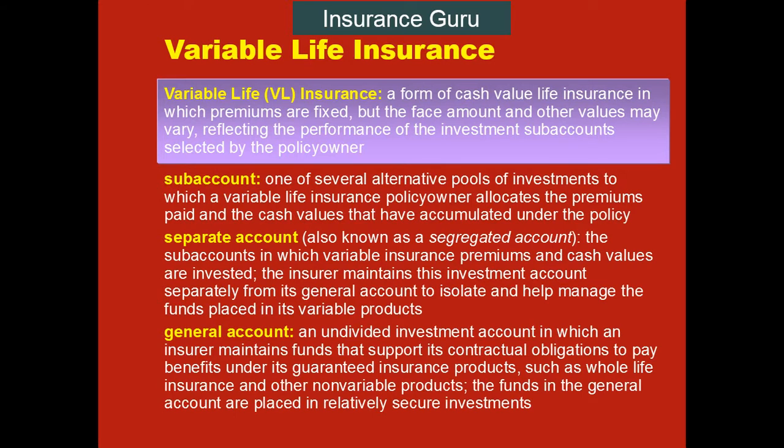There is variable life insurance. It is a form of cash value life insurance in which premiums are fixed but the face amount and other values may vary, reflecting the performance of the investment sub-accounts selected by the policy owner. There can be many sub-accounts, like sub-account, separate account, general account.